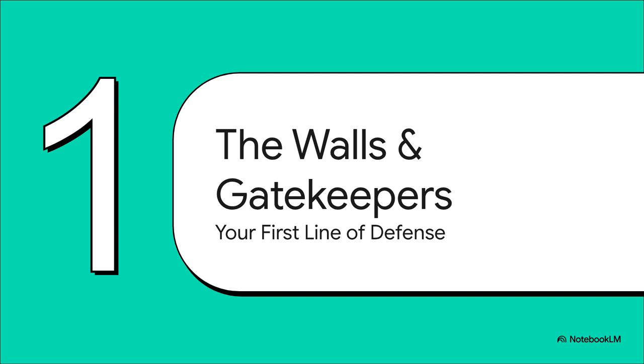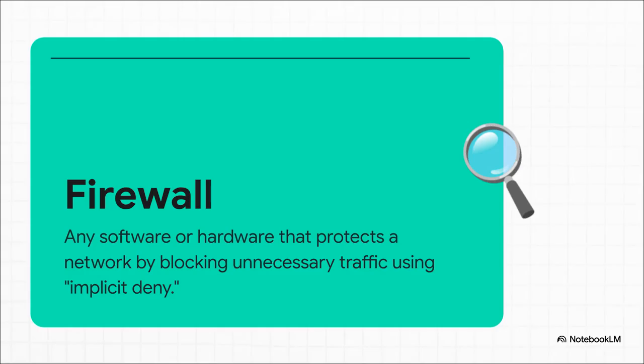All right, the real construction starts now, and we're beginning with the most critical part of any fortress, the outer walls and the guards at the gate. This is the hardware that's going to be your first and maybe most important line of defense against all the threats lurking on the open internet. This right here is your main perimeter wall.